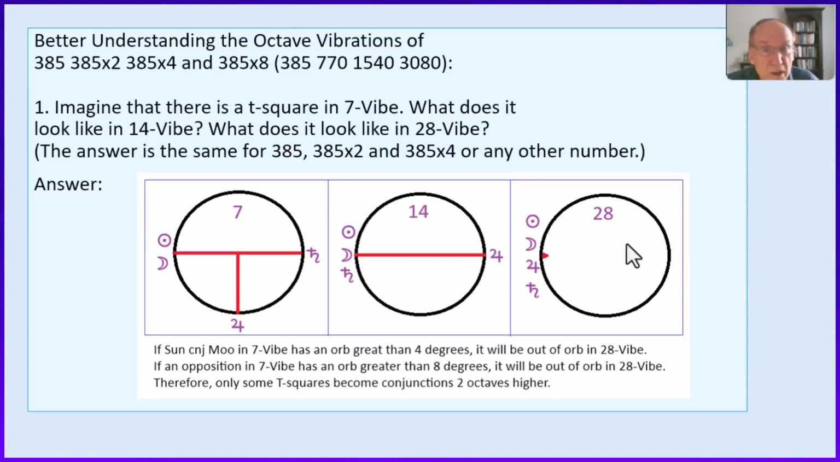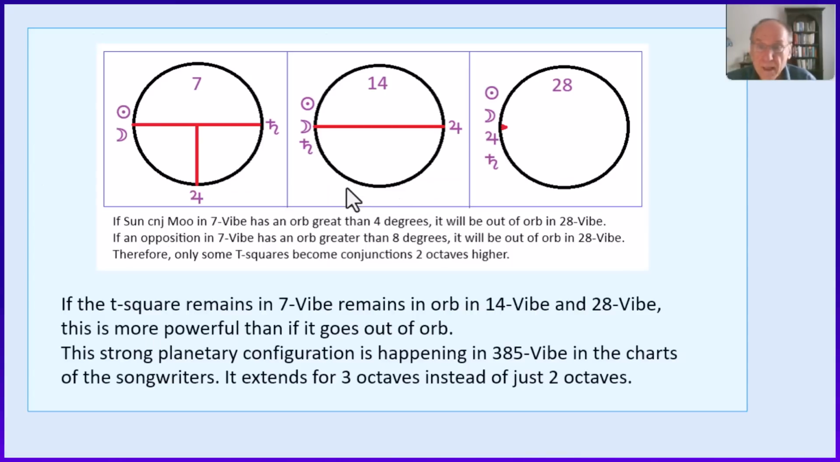Okay, so that's what happens when you go up octaves. And if it stays in orb, like if the sun and moon are close enough that they stay in orb when I go up 2 octaves to 28, obviously it's a stronger configuration. It's holding together as we go up octaves. So either some things go out of orb or they stay in orb. If they stay in orb, it stays strong through those octaves. Okay, so I just wanted to point that out because in the case of the songwriters, there's 2 points I want to make. It's not just 2 octaves, it's 3 octaves that we're talking about, where the planets are not going out of orb.